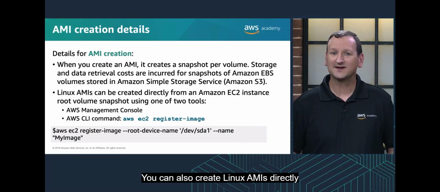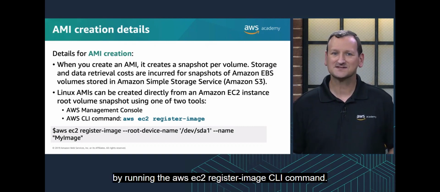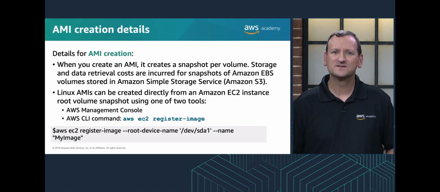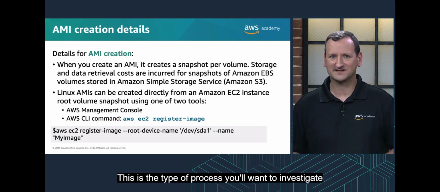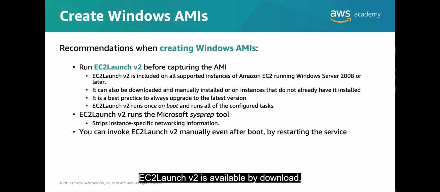You can also create Linux AMIs directly from the EC2 instance root volume snapshot by running the AWS EC2 register image CLI command. This is the type of process you'll want to investigate by using the documentation. EC2 Launch v2 is available by download, by installation from SSM Distributor, and on all supported Windows AMIs. It runs as a Windows service on the instance.